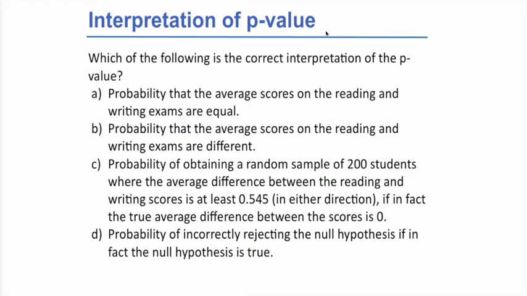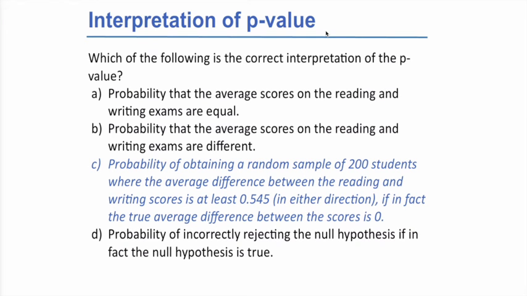All right, the correct interpretation of the p-value is that the probability of obtaining a random sample of 200 students where the average difference between reading and writing scores is at least 0.545 in either direction is 0.387, if, in fact, the true average difference between the scores is 0. The probability of incorrectly rejecting the null hypothesis, if, in fact, the null hypothesis is true, that is alpha, which is your probability of making a type 1 error.